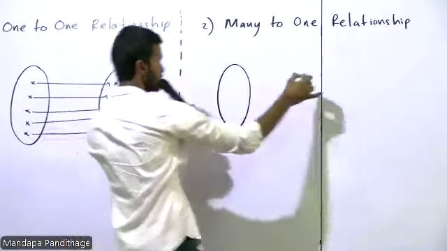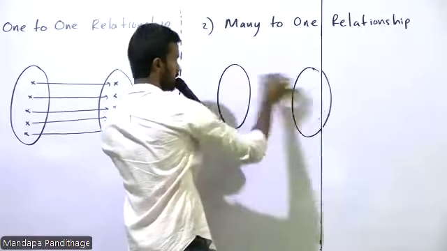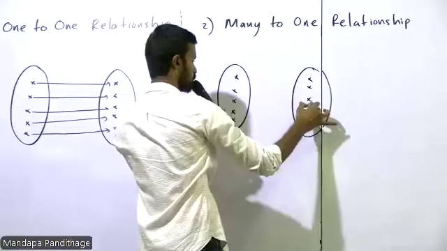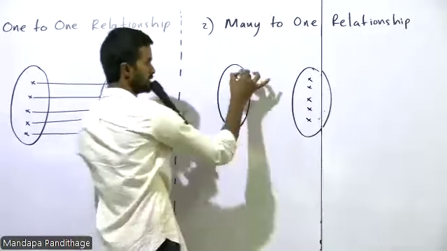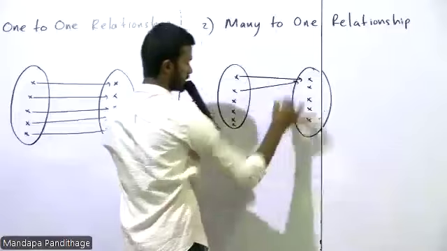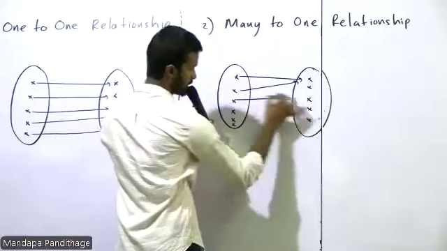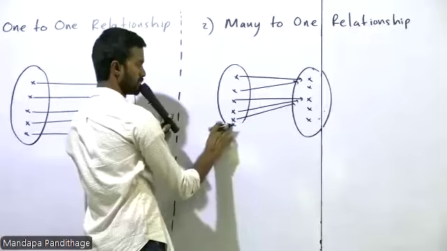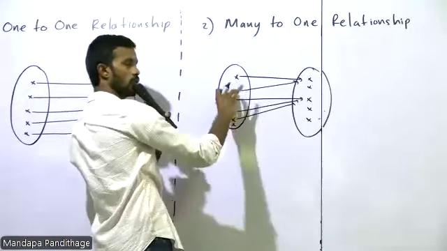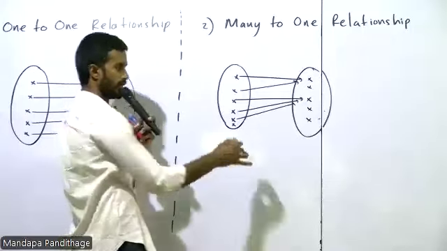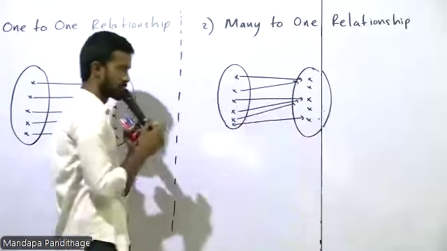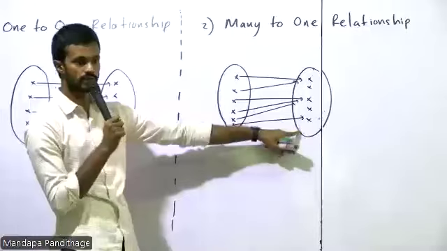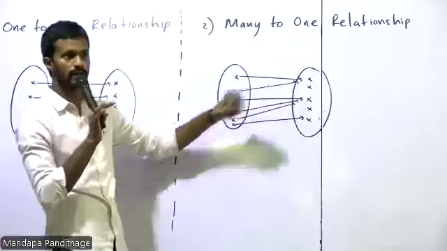So what is a many-to-one relationship? In this case, what happens? Two or more elements, let's say these two, are connected to one element of the other set. All these three have been connected to one element of the other set. So here it's many to one. Two or more are going towards one element. And meanwhile, there can be a one-to-one relationship. So a one-to-one relationship can be anywhere, but we term this as many-to-one because of this special case.